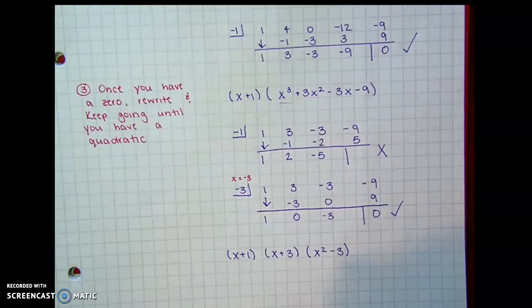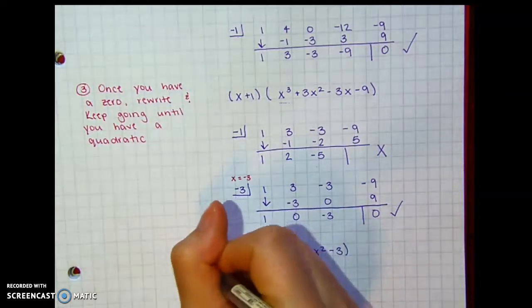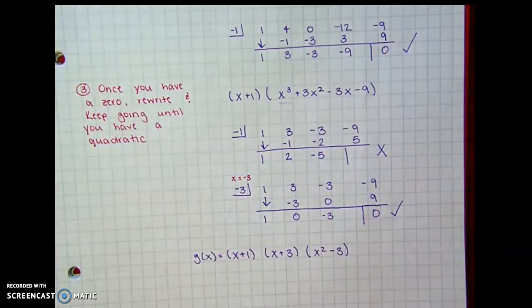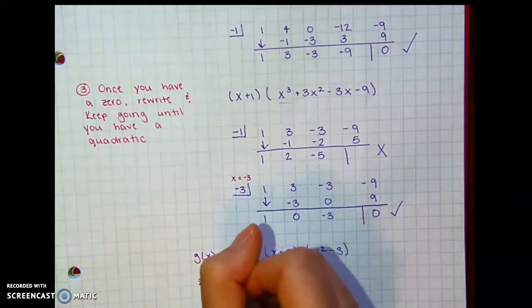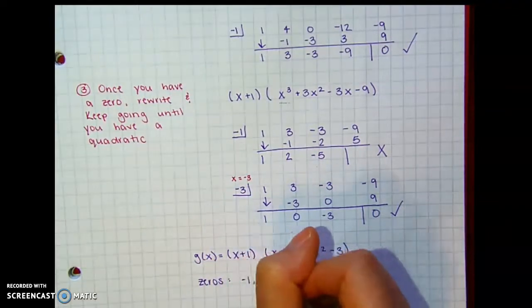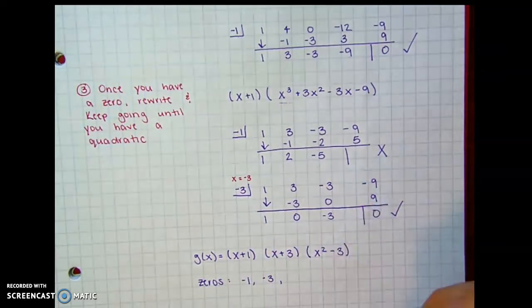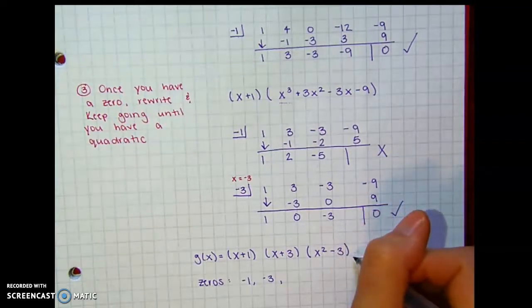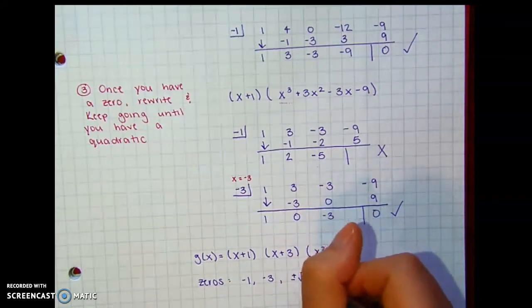So this is rewriting it in factored form, which you could be told or asked to do. Basically we can say this is g of x in factored form. And then the zeros are -1, -3. And then if we solve here, you'd add 3, and then you would take the square root. So it's plus or minus square root of 3.